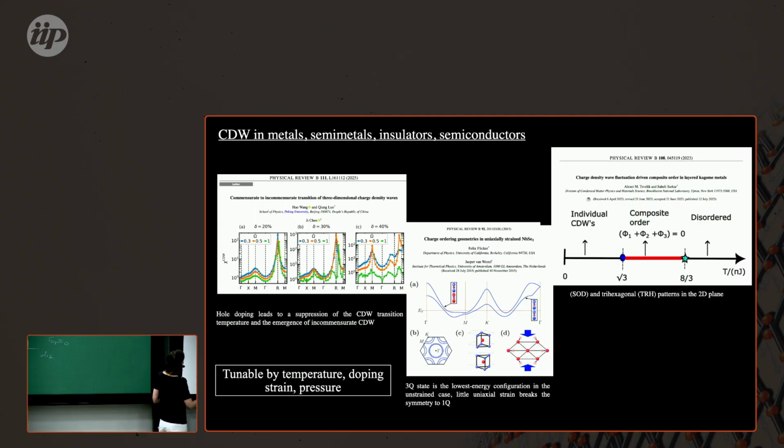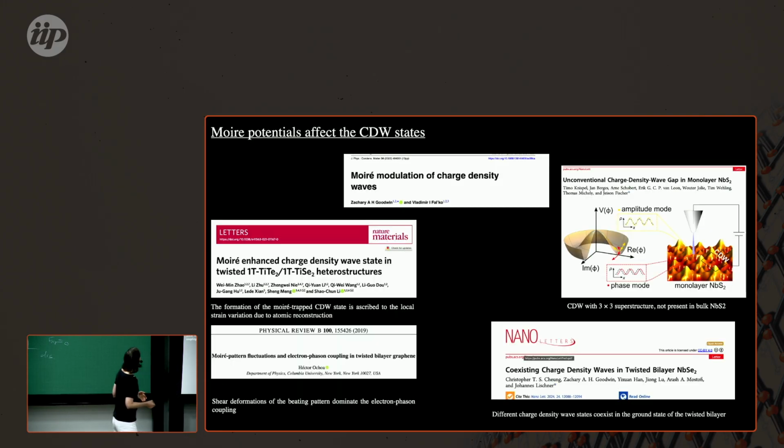3Q state, which is the lowest energy configuration in the unstrained case, but a little uniaxial strain actually breaks that symmetry to 1Q, and this is another case where depending on temperature you can have one type of individual charge density wave arrangement, but in some intermediate state you can have a composite type of order. And here, well, the moire situations, many cases. This is the paper of Hector, which I pay a lot of attention to.